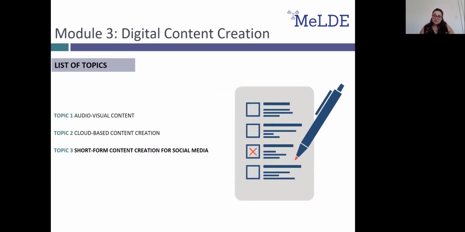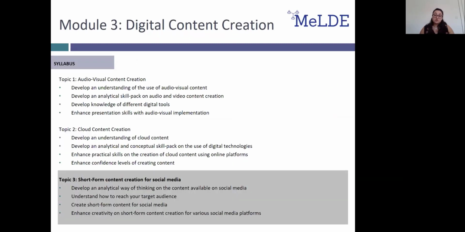There are 3 topics in the digital content creation module: audiovisual content, cloud-based content creation, and finally, short-form content creation for social media, which we will be looking at today. More specifically, we will see how to develop an analytical way of thinking regarding available content on social media, how to reach our target audience, how to create short-form content on social media, and how to enhance creativity on short-form content creation for various social media platforms.